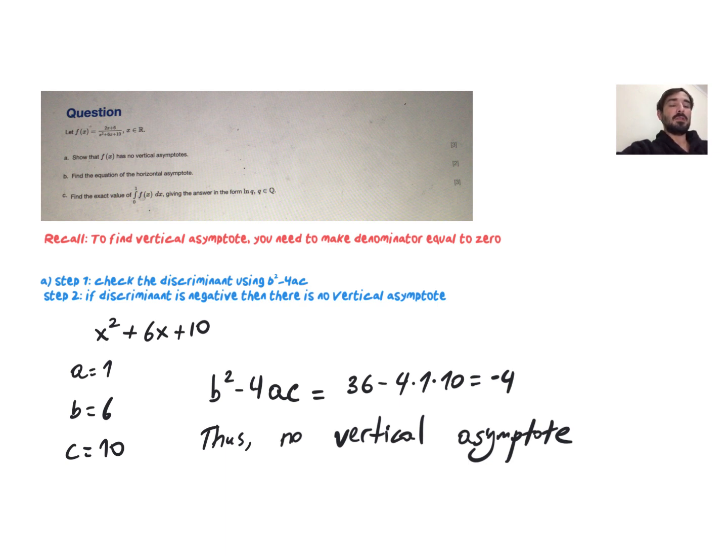Okay, let's look at part B. Now in section B, we find the equation of the horizontal asymptote, and here are the steps for finding it. We will check the degree of the numerator and the degree of the denominator, and we will compare them.